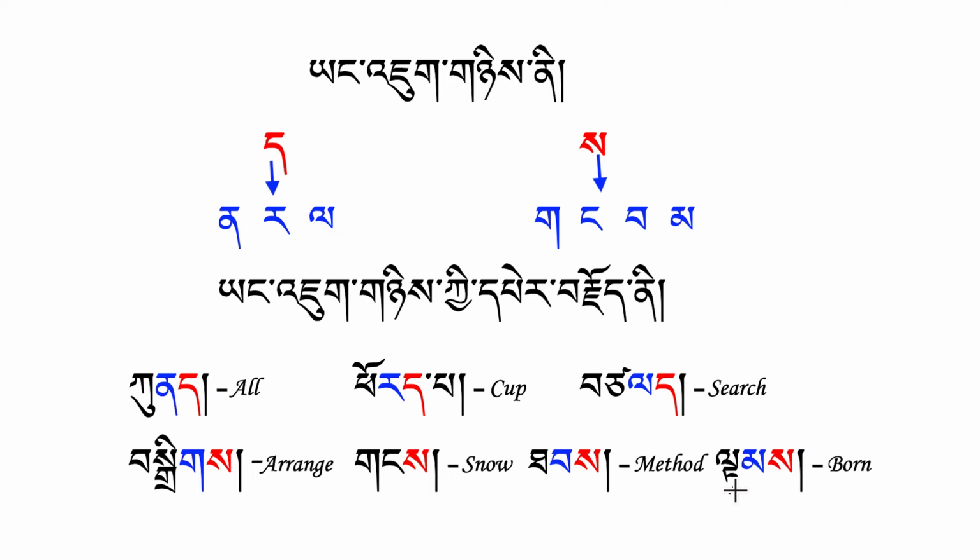So now is the sa that follows ma. Here: la, ta, ta, ta, ma, sa, tam. Tam means born. So now you can see the rule, okay?